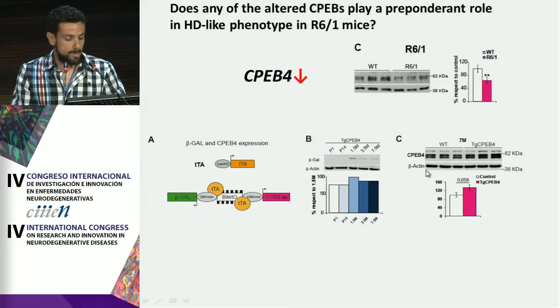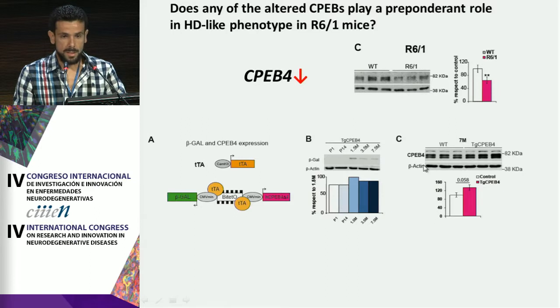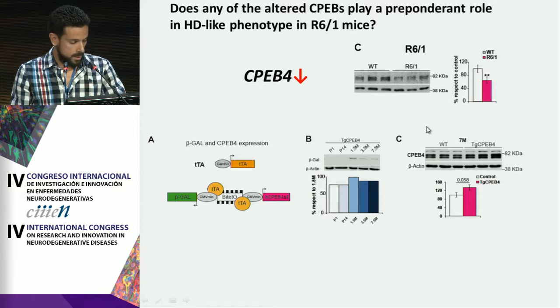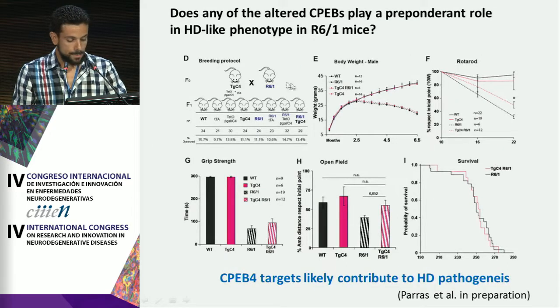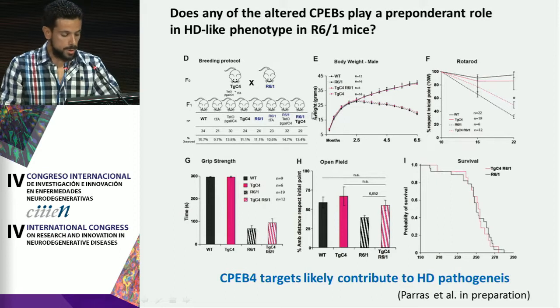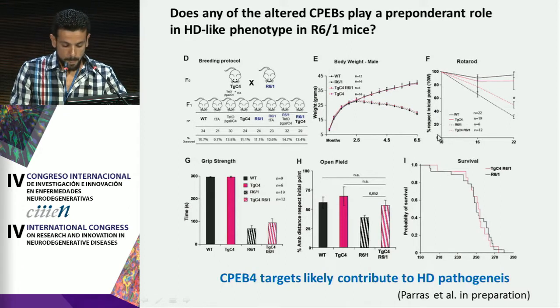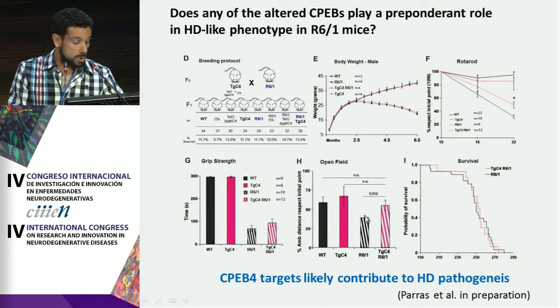The other possibility, remember that CPB4 is decreased in Huntington's disease, so we generated CPB4 overexpression mice. We crossed these mice with R6/1 mice, and also we didn't find any changes in body weight or survival. We found a little improvement in motor symptoms in rotarod and open field tests. So CPB4 targets likely contribute to HD pathogenesis.